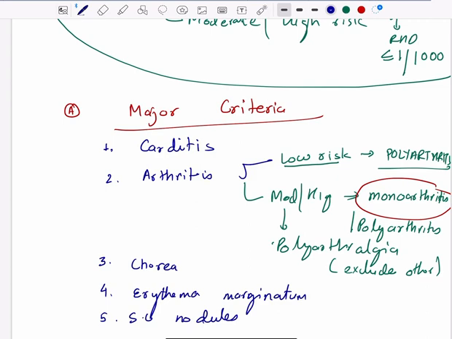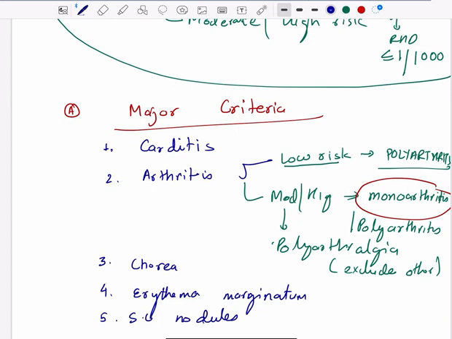First thing, before putting a major criteria or minor criteria, we have to differentiate the population into low risk and moderate and high risk population. So low risk population criteria is if the incidence of acute rheumatic fever is less than or equal to 2 per 1 lakh school age children, or if we consider the complete population, it has to be rheumatic heart disease incidence less than or equal to 1 per 1000 population.